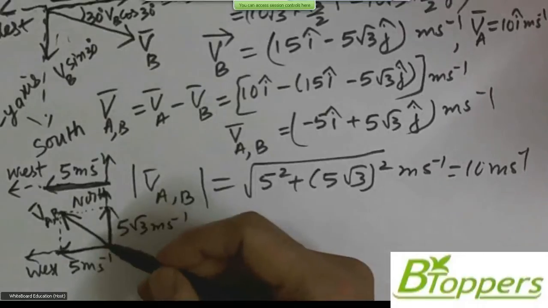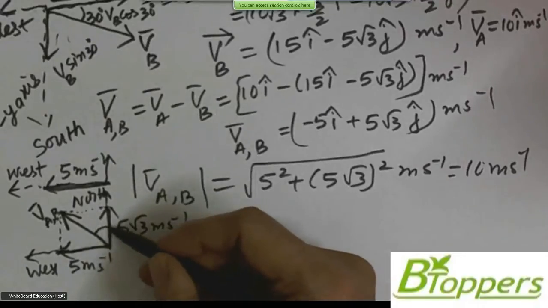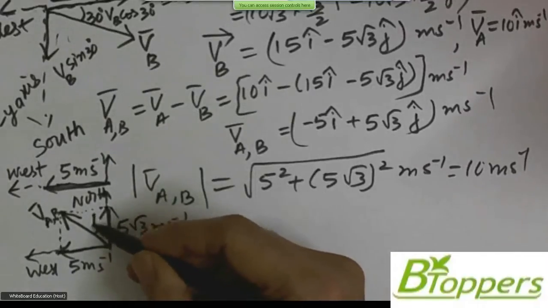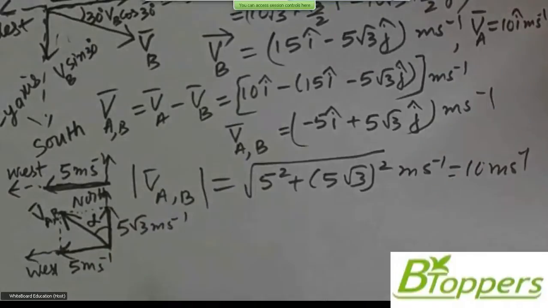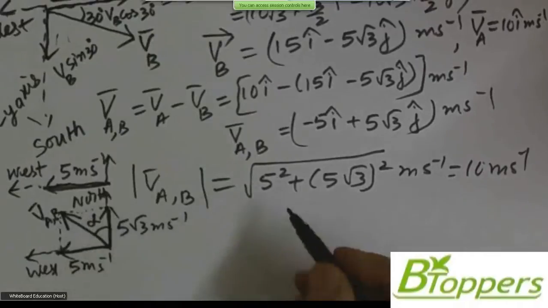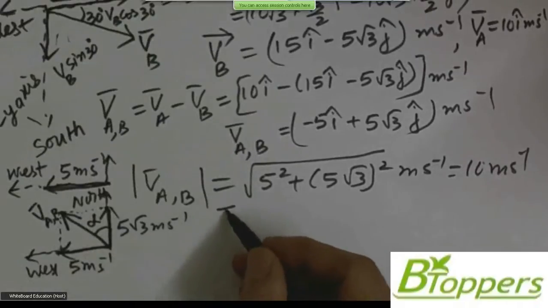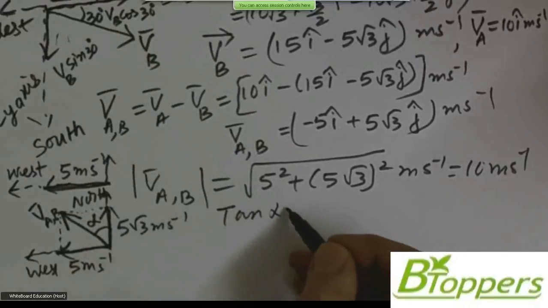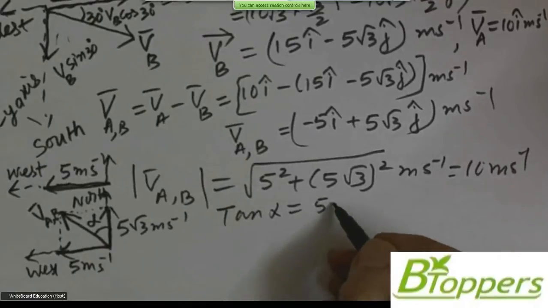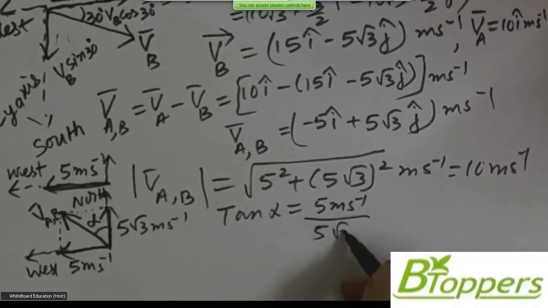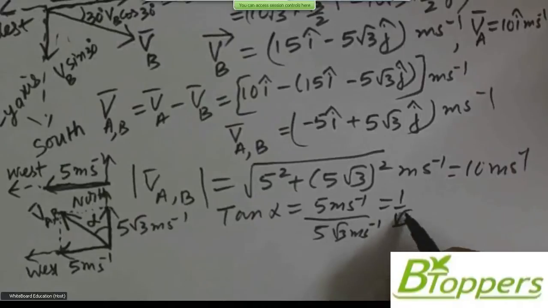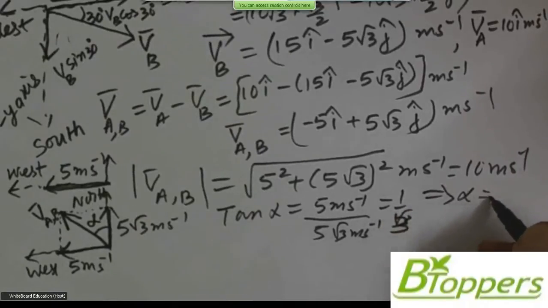which makes some angle denoted by, suppose, alpha with north direction. Rectangle opposite sides are equal. Therefore, tan alpha you can write 5 meter per second by 5 root 3 meter per second, or tan alpha you get 1 by root 3. So you get alpha 30 degrees.